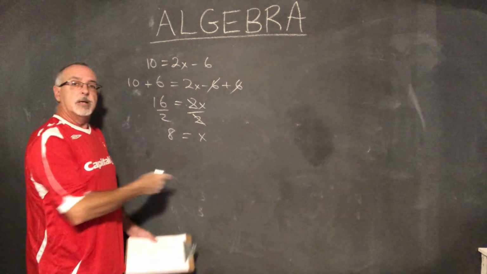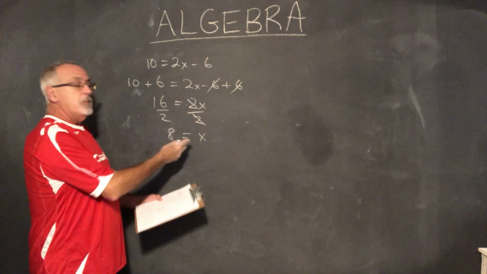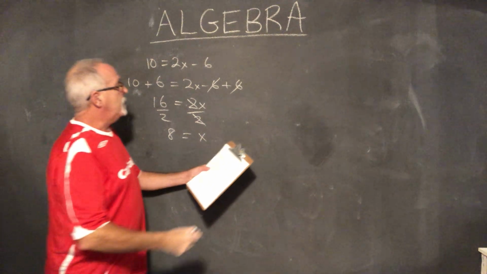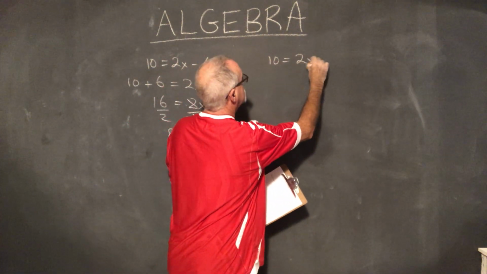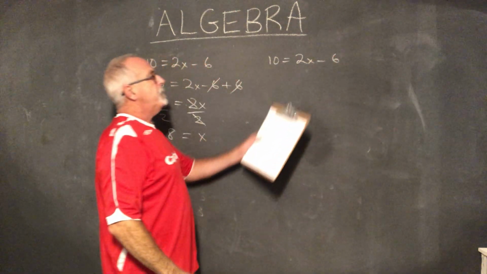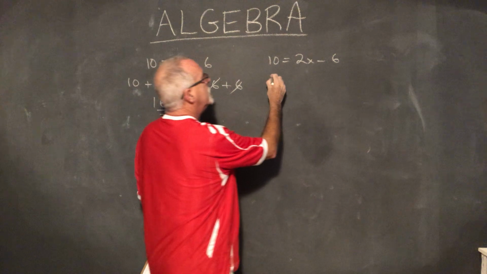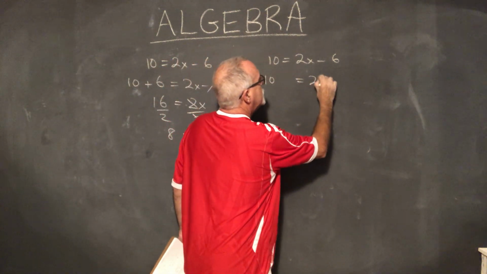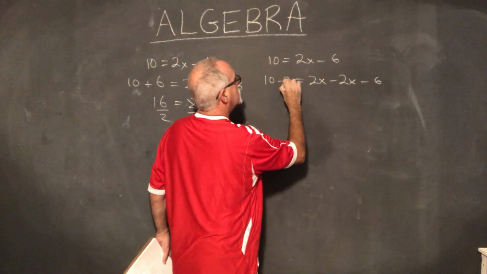I said it backwards because I don't care if it says 8 equals x or x equals 8. They mean the same thing. But what if I did it the other way? I have 10 equals 2x minus 6. How about if I decide I want to move the 2x to the other side, have the x on the left? So, I have 2x, I subtract the 2x from both sides.